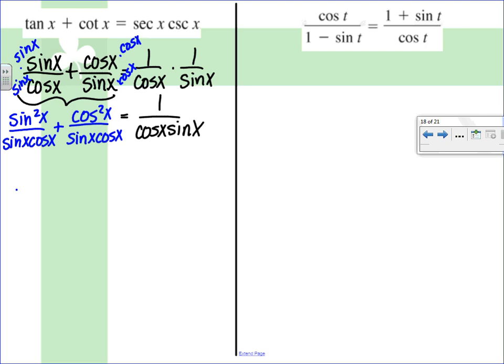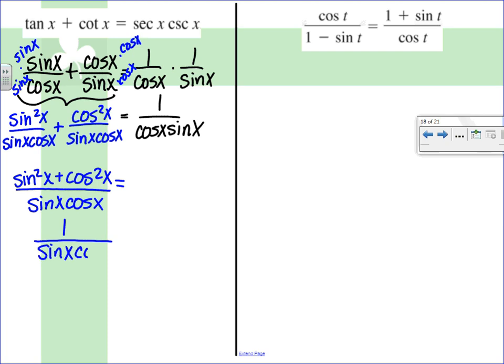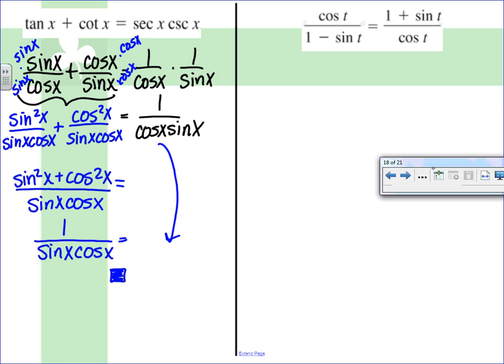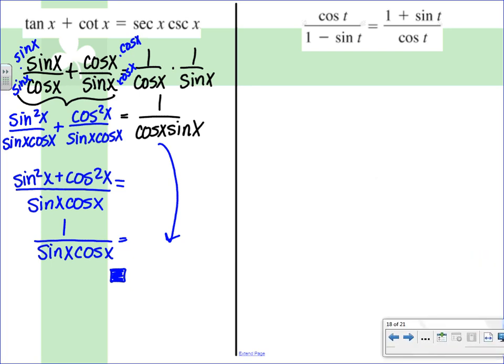And now, because I have a common denominator, I can add them together. Sine cosine remains my denominator, and in the numerator I have sine squared plus cosine squared. And hopefully we all recognize that that is our Pythagorean identity. Sine squared plus cosine squared is equal to 1. So now I have 1 over sine cosine, which is the same as what I see on the other side. We know multiplication is commutative, so sine times cosine is the same as cosine times sine. And my identity is verified.